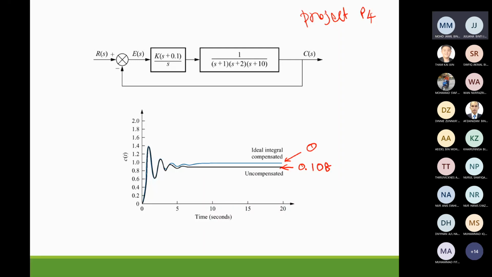So when you understand how to sketch the root locus, and you do project part 4, you can understand how to adjust the root locus to get a stable system. Okay, so I want you to explore project part 4 as well, so that for next week's lecture, you understand the concept of compensator and how to adjust the root locus to get certain characteristics of the transient response.